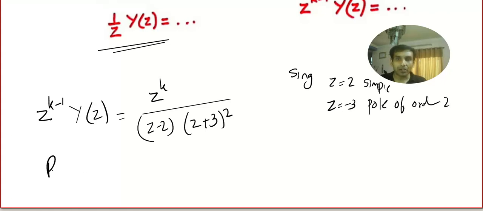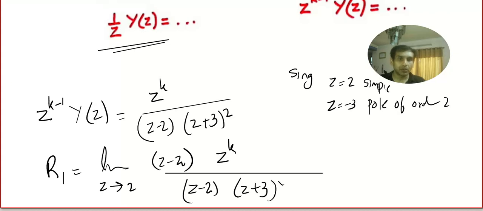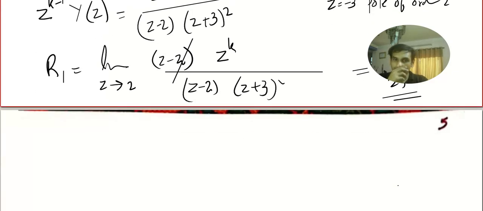Now I'm going to calculate the residue. Residue 1 will be limit Z tends to 2. It's a simple pole, the formula is simple: Z minus 2, Z to the power k divided by Z minus 2, Z plus 3 the whole square. I got the answer 2 power k by 25. Confirm it.